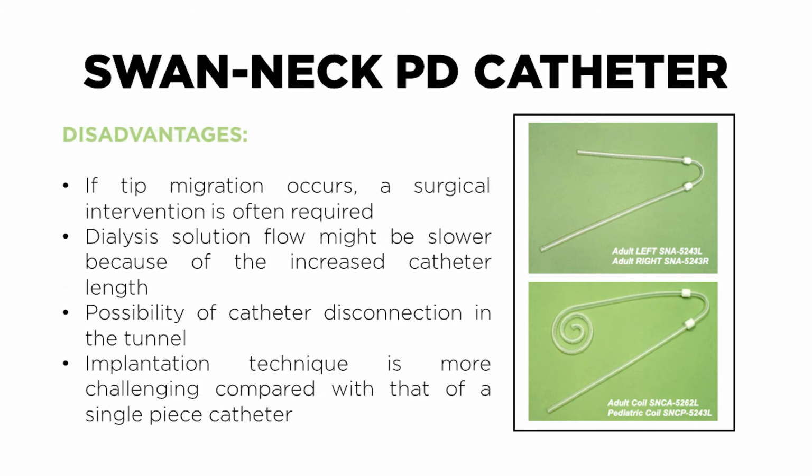Some disadvantages of the swan neck catheter include possibly lower dialysis solution flow because of the increased catheter length, the possibility of catheter disconnection in the tunnel, and sometimes even tip migration.